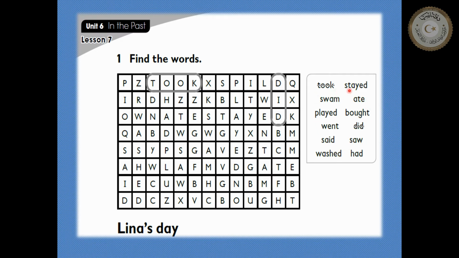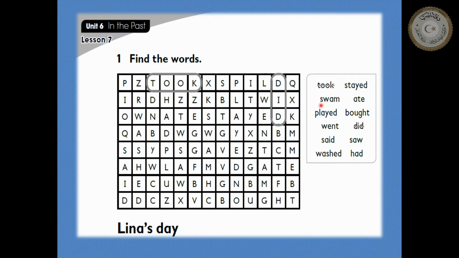Talk. Stayed. Stayed is the past of stay. Stay, stayed. Nadia stayed with uncle, aunt, and cousin. Is it regular or irregular? Regular. Excellent. Because it ends with ed.